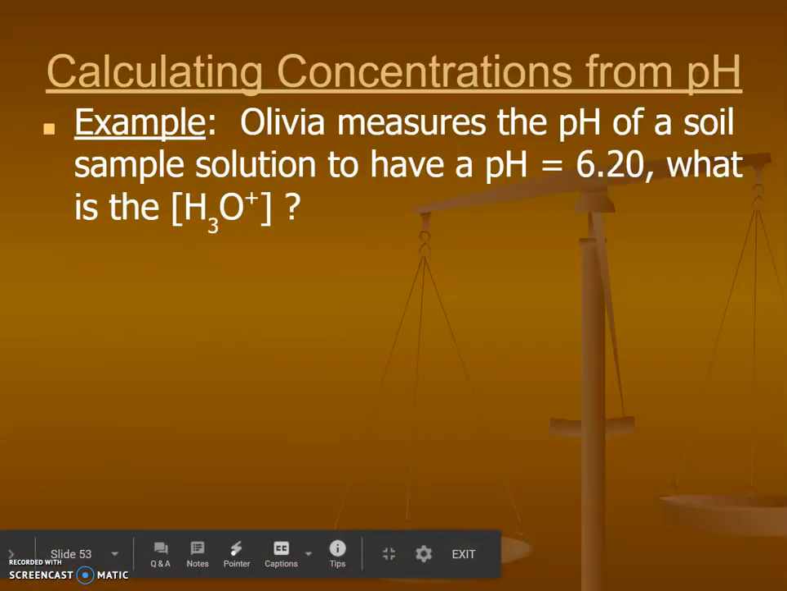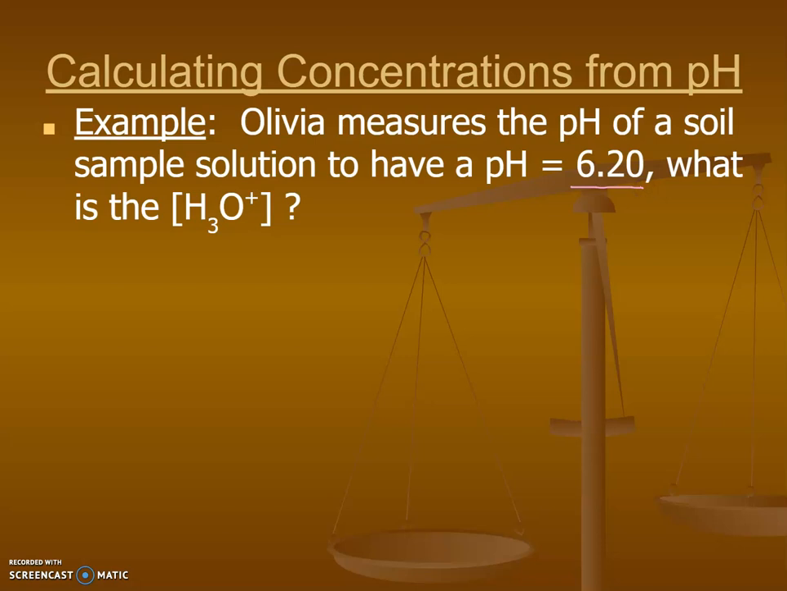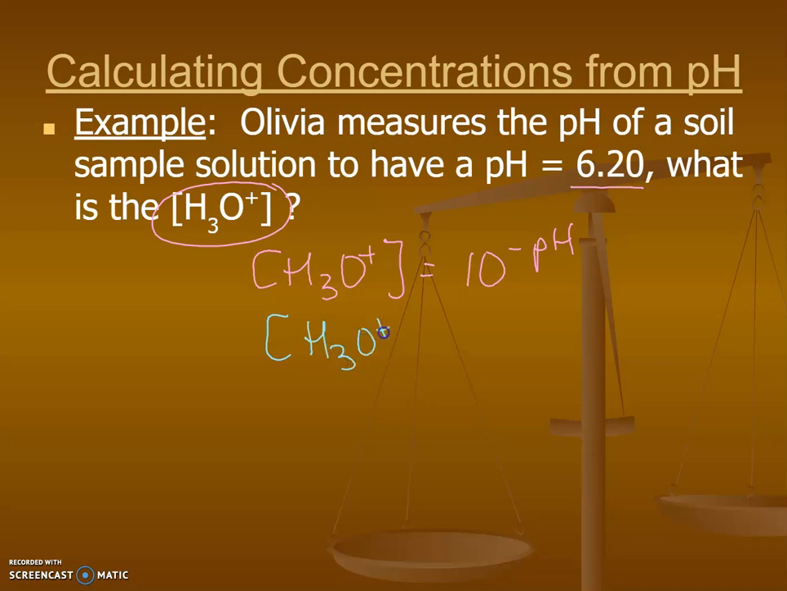So if Olivia measures the pH of a soil sample solution and it has a pH of 6.2, what is the concentration of the hydronium ions? The concentration of H3O plus is equal to the antilog of the negative pH. So what you do is you just simply plug in 10 to the negative 6.20.